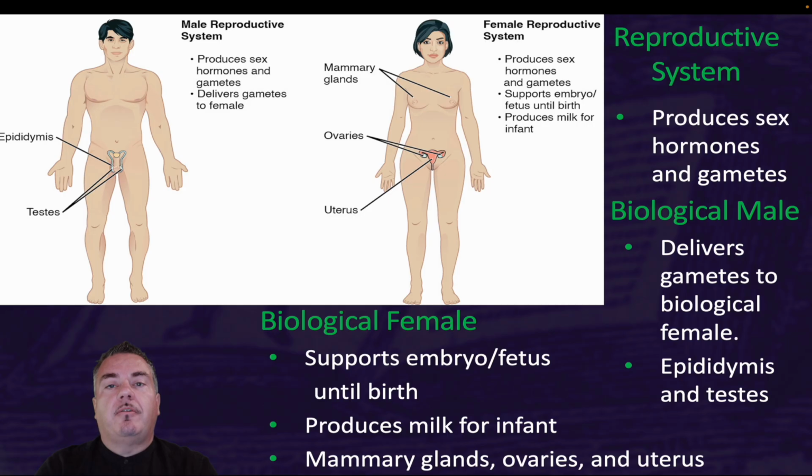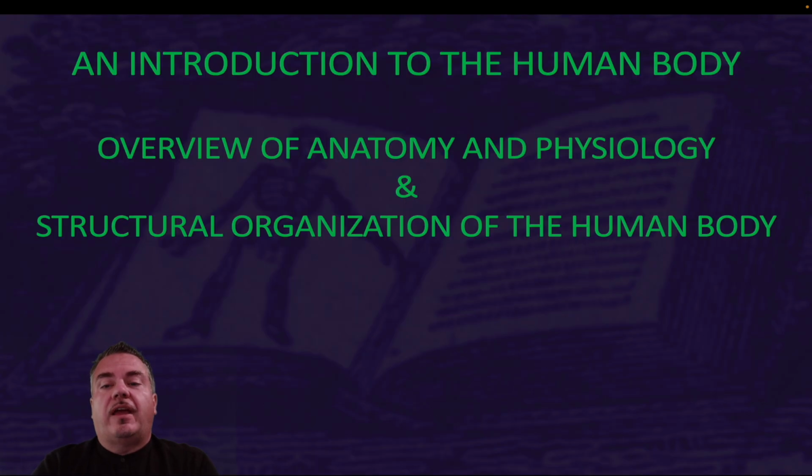The biological female reproductive system supports the embryo and fetus until birth, produces milk for the infant, and includes mammary glands, ovaries, and the uterus. So today we discussed an overview of anatomy and physiology and the structural organization of the human body. In the next video, we will continue our introduction to the human body.